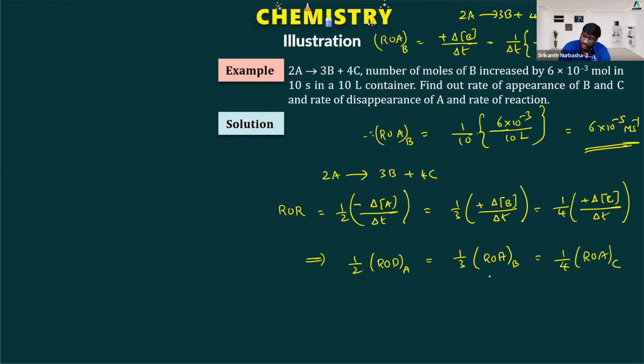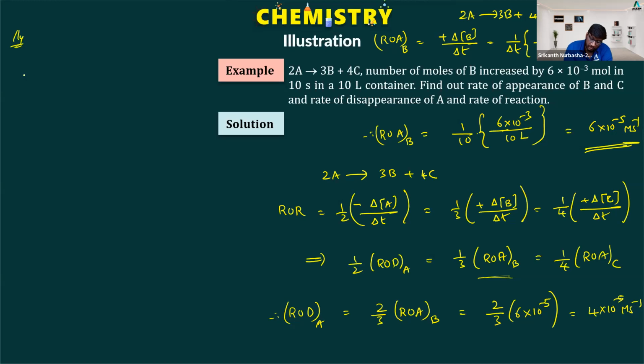I know this quantity, rate of appearance of B. I want to calculate rate of disappearance of A. Rate of disappearance of A is equal to, can I say, 2 by 3 times rate of appearance of B? That is equal to 2 by 3 times 6 into 10 power minus 5. That is equal to 4 into 10 power minus 5 molar second inverse.